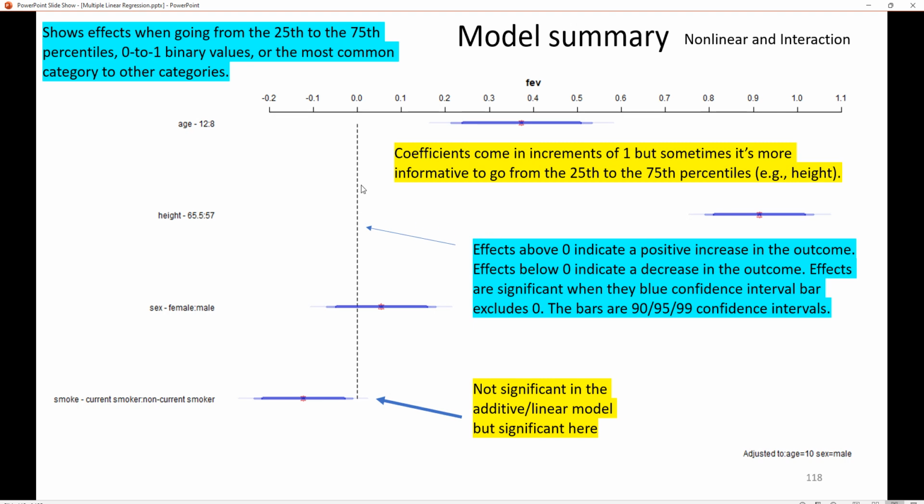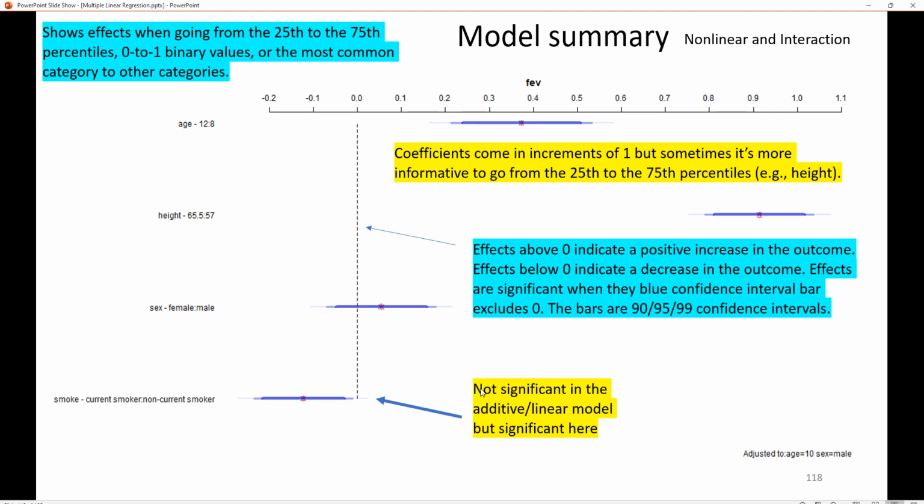And then this dashed vertical line that we see: effects above 0 indicate a positive increase in the outcome. Effects below 0 indicate a decrease in the outcome. Effects are significant when the blue confidence interval bar excludes 0. The bars are 90, which is the darkest blue part, 95, which is a slightly lighter shade of blue, and then the 99th confidence interval would be that very light blue line that extends further out. So now we get 90, 95, and 99 confidence intervals in this graph.